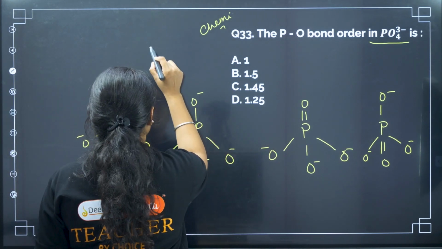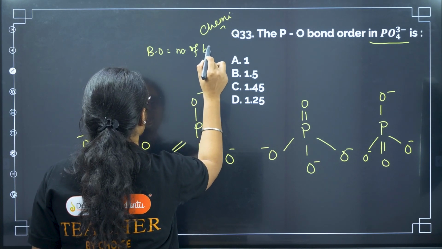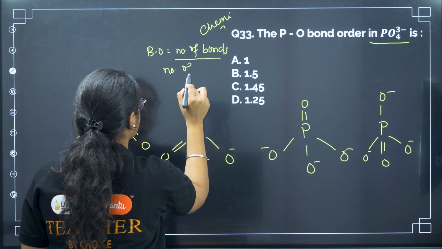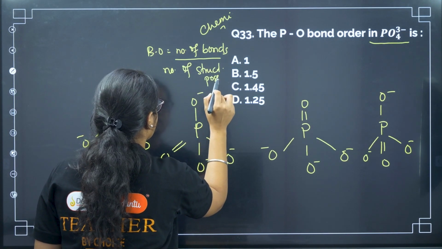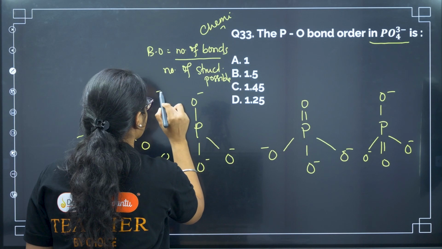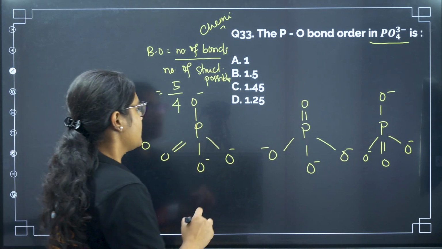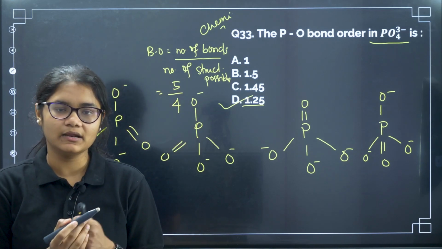So the bond order formula is number of bonds divided by number of structures possible, right? So number of bonds is 5, number of structures possible is 4. So 5 by 4, that is 1.25. So the correct answer for this question is option number D.